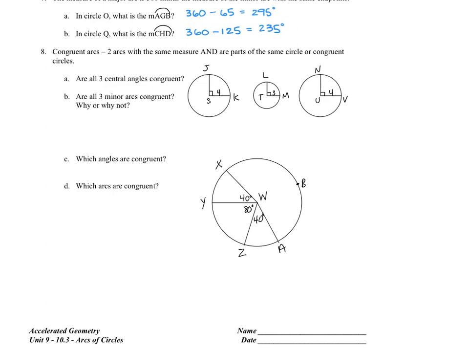If we want to talk about congruent arcs, we're talking about 2 arcs with the same measure that are parts of the same circle or congruent circles. So if we look at circle S, circle T, and circle U, and ask the question, are all 3 central angles congruent? Well, in that case, the answer would be yes, because as indicated by the box in the corner, all of them are 90 degrees.